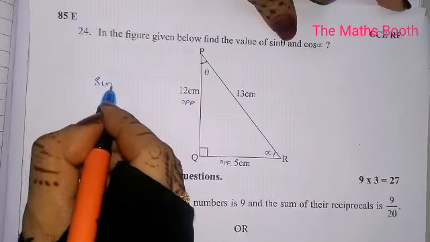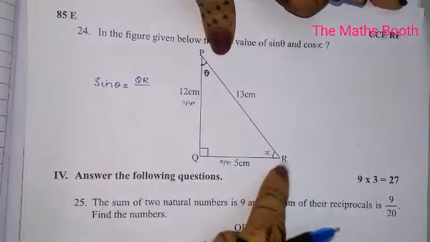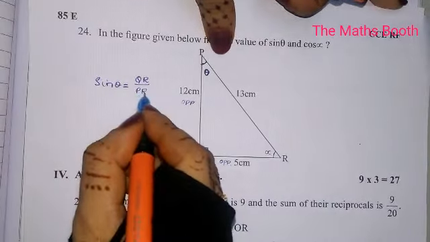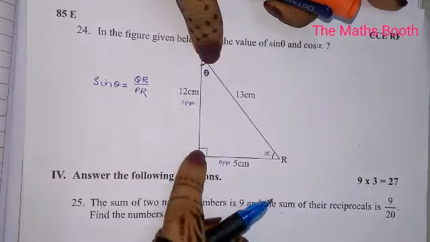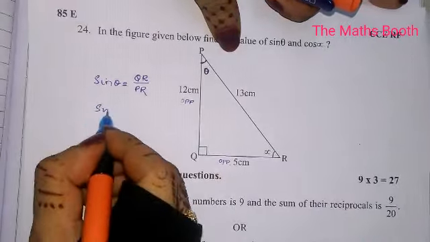If the angle theta is here, the opposite side is QR. QR upon hypotenuse PR. Opposite to theta, angle theta is this side, so opposite upon hypotenuse. QR upon PR, that is 5 upon 13. So sin theta is equal to 5 upon 13. What they have asked next is cos alpha. Let us see now cos alpha.